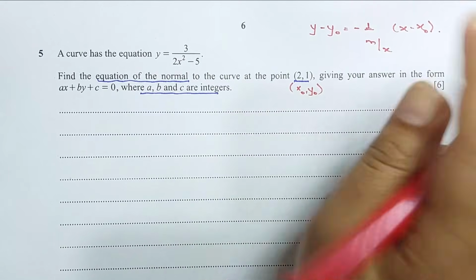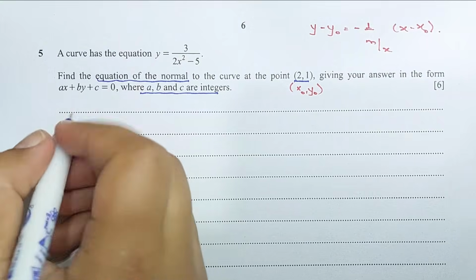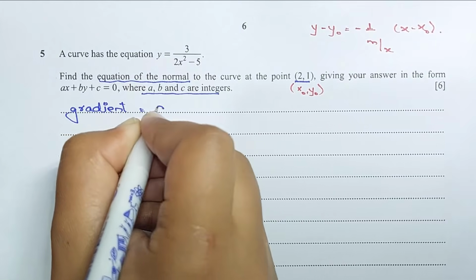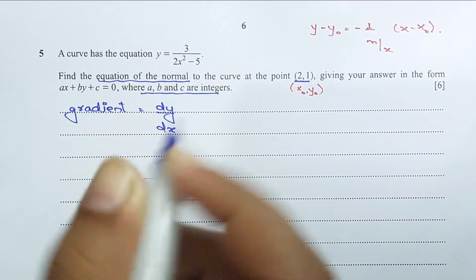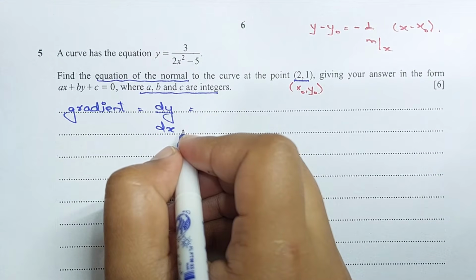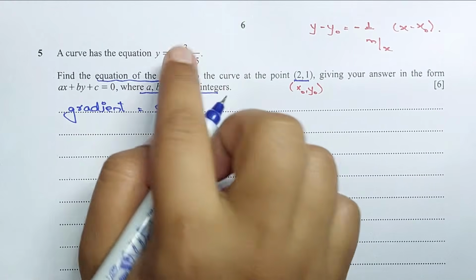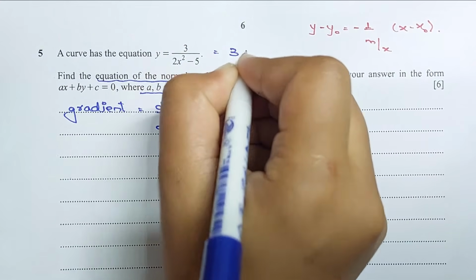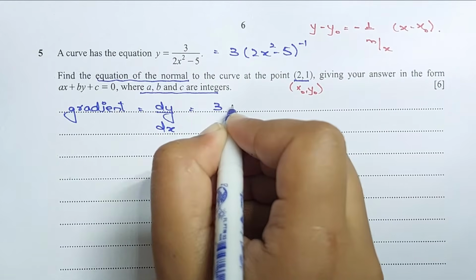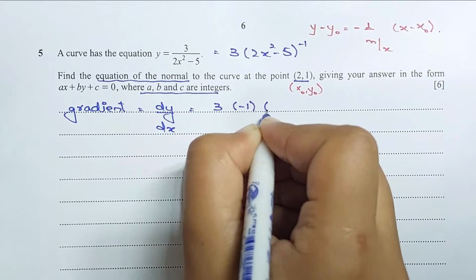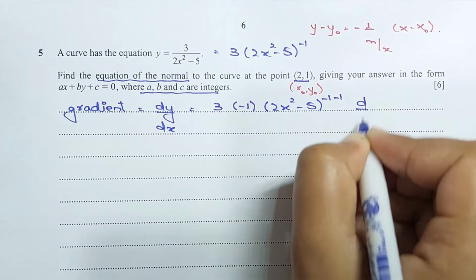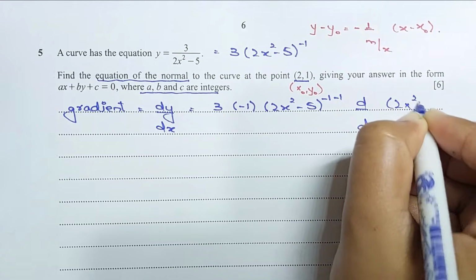We have x naught, y naught, but we don't know m. m is basically the gradient or the slope. Gradient, or we can say the slope, is dy over dx at x equals 2. We have to solve. Okay, so here we could apply the quotient rule, but if I shift this term to the numerator, it is 2x square minus 5 with power negative 1. So 3 is outside. Applying the power rule, first we write the base function, power minus 1, and the derivative of the base function, which is of 2x square minus 5.